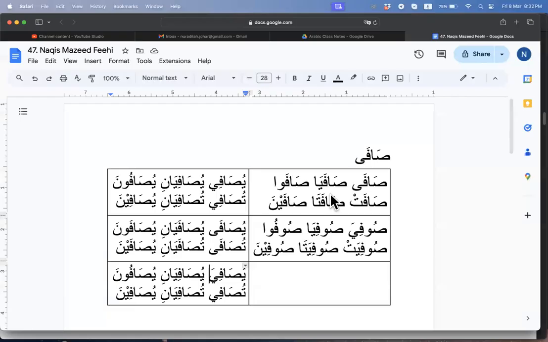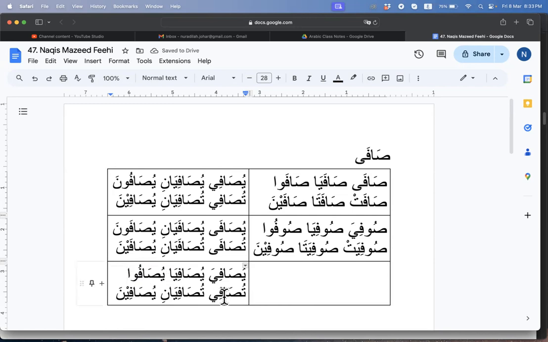Then this one, marfu bil what? For huma, what's the sign of this marfu? Not alif. Think about it: the nun. Marfu bi thubutin nun, right? So if it's mansub, you hazaf the nun. This one, hazaf nun. And for hum, marfu bil waw, same thing here: hazaf nun. So marfu has the nun, and for mansub you hazaf the nun.